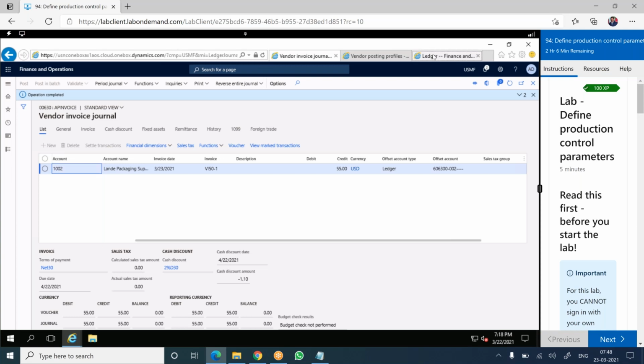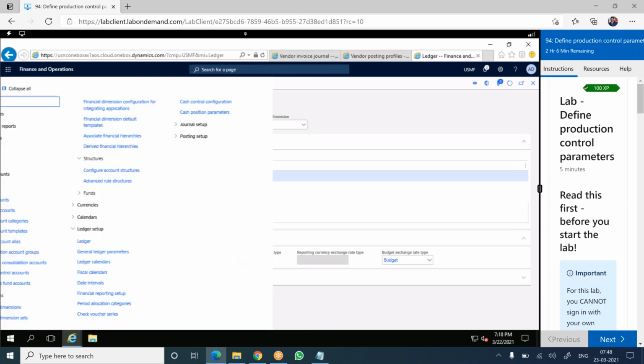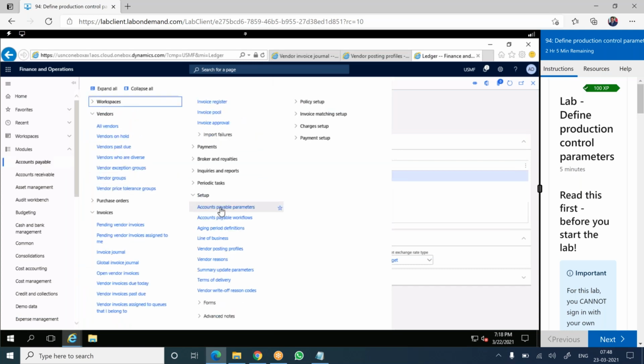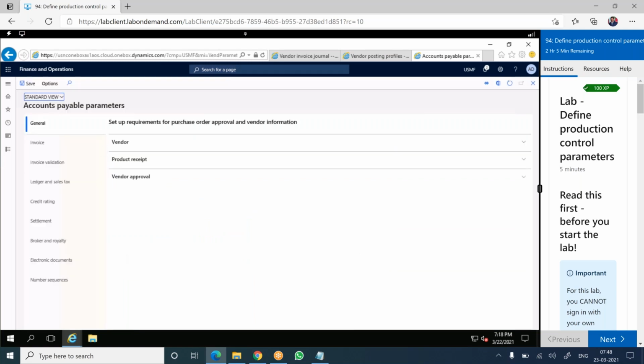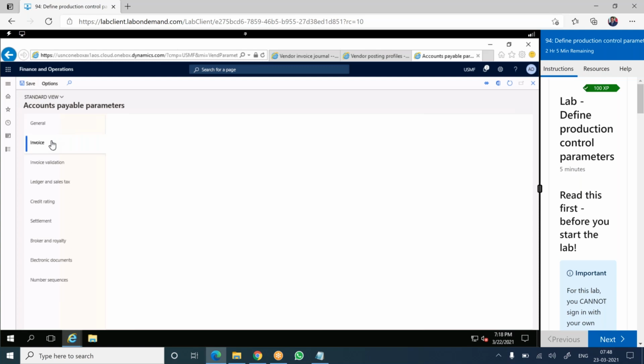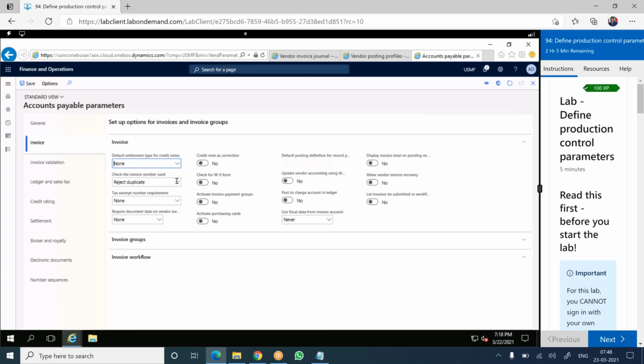So that is also set up in accounts payable parameters. These setups you will understand later. So here you can map reject duplicate. Understood? Reject duplicate. If you map accept duplicates, it will allow you to post. So the best practice is always reject. By default, it will be reject duplicate only.